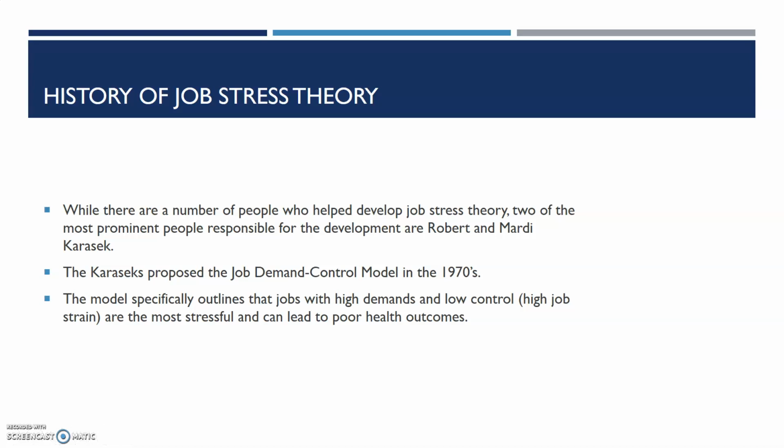History of job stress theory. While there are a number of people who have helped develop the job stress theory since it first became a theory, two of the most prominent people responsible for the development are Robert and Marty Karasek. The Karaseks proposed the job demand control model in the 1970s. The model specifically outlines that jobs with high demands and low control, a high job strain, are the most stressful and can lead to poor health outcomes.